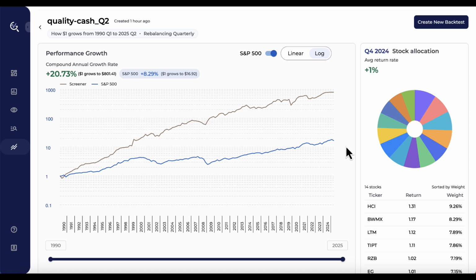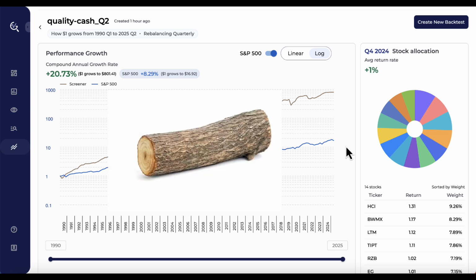And so remember, when you're plotting data that compounds, for example, a backtest or the revenue or the price, look at it on a log scale to more clearly visualize long-term trends.